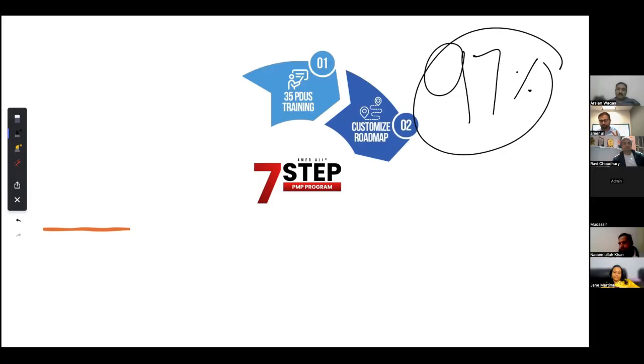These two things. What do I mean by customized roadmap? Let me ask you one more time. How many of you love to read books, big books like this or this? How many of you love to read books? Put it in the chat box. Those who love to read books, their learning style is books.